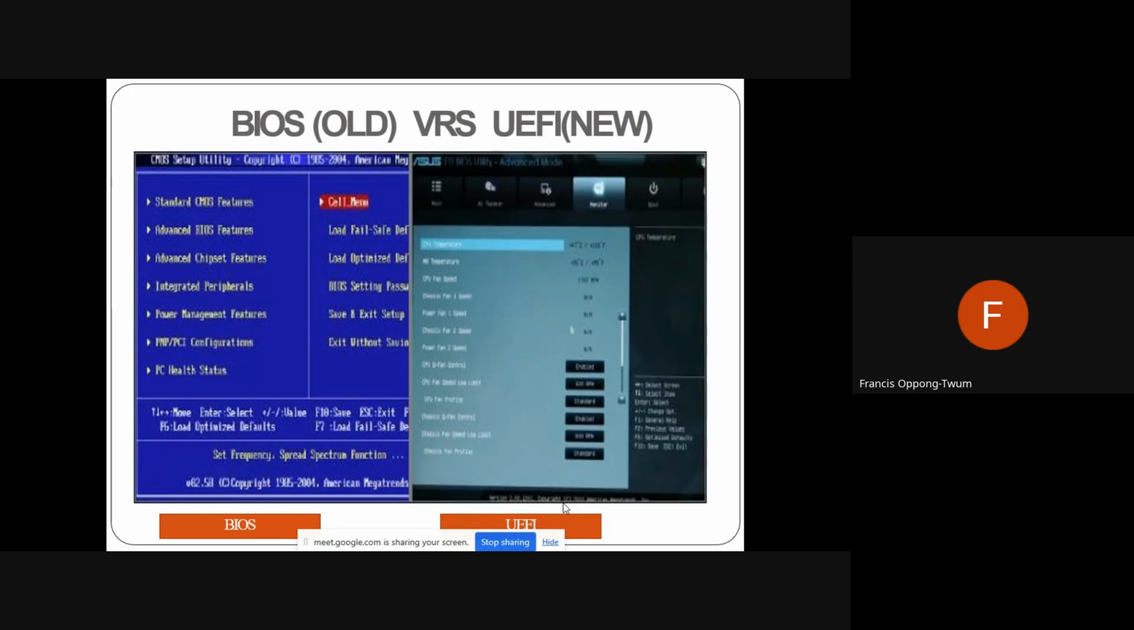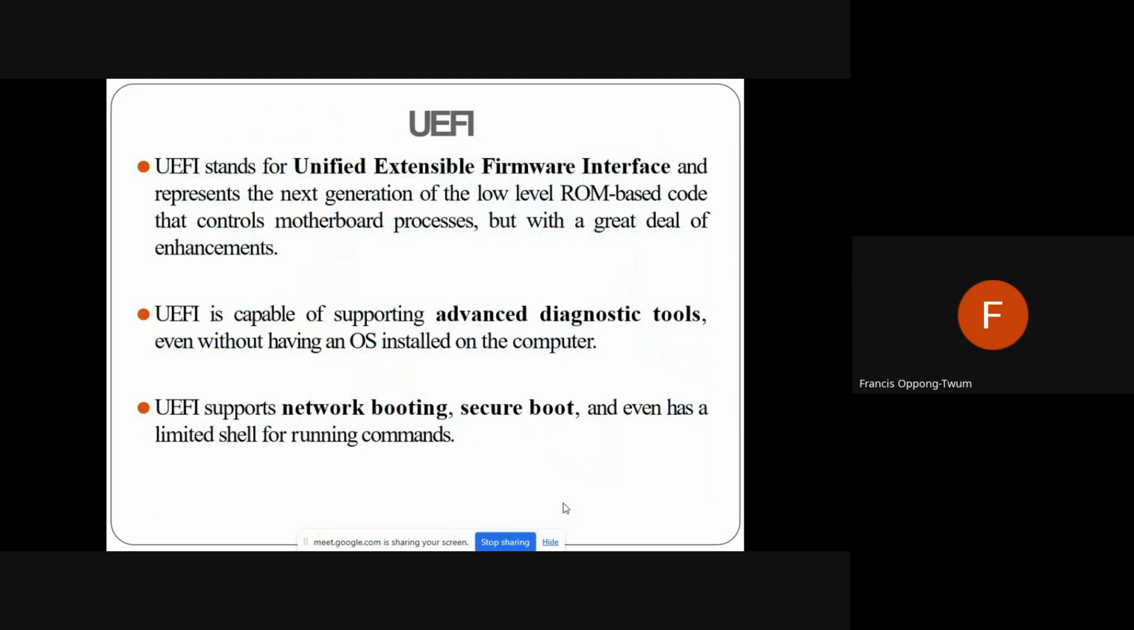But now I'm saying that the BIOS is an old technology. So we have moved from the BIOS era to what we call the UEFI. The full meaning of the UEFI is Unified Extensible Firmware Interface. And it represents the next generation of low-level ROM-based code that controls the motherboard process, but with a great deal of enhancement.